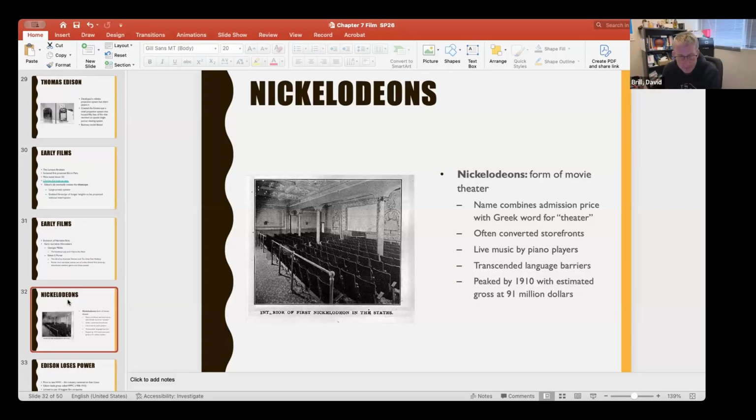Those were really the first popular theater. It's a name that combines admission price with a Greek word for theater, and obviously a channel on cable, right? But they were often converted storefronts. They would essentially pay a cheap rent. They'd put seats in there. They'd put a piano in there that you could play live music on. They would continually show these short films because one thing the audience really demanded was a change in film, right? Because if you're watching the same 10-minute film over and over and over again, not really a winning business strategy. And basically, the charge was 5 cents for admission. And thus Nickelodeon, right? 5 cents.